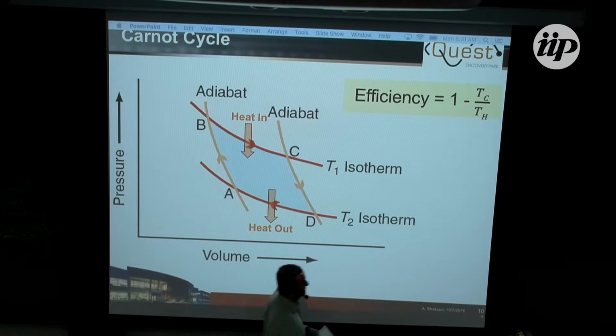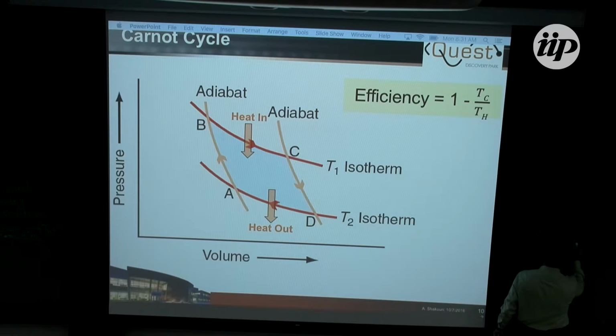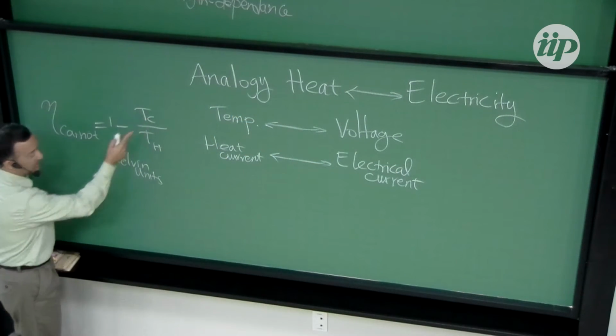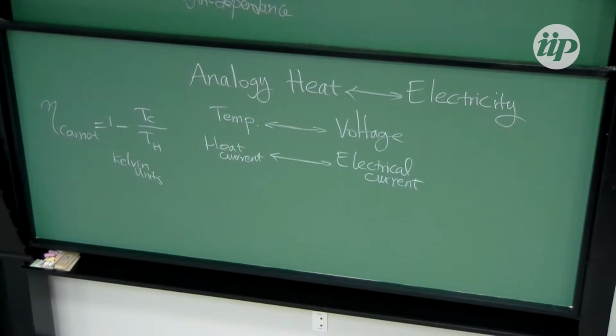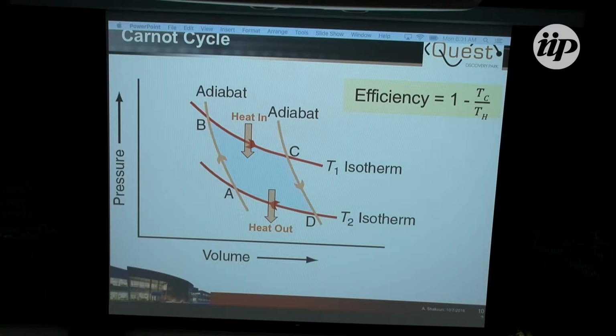But this equation works only in Kelvin units, correct? T should be 300 and so on. If you write it in other units, it doesn't work. And Carnot did not know Kelvin units because he lived before Kelvin. So how did he derive that? But Carnot came out with this limit. No, he does have the exact formula, yes.